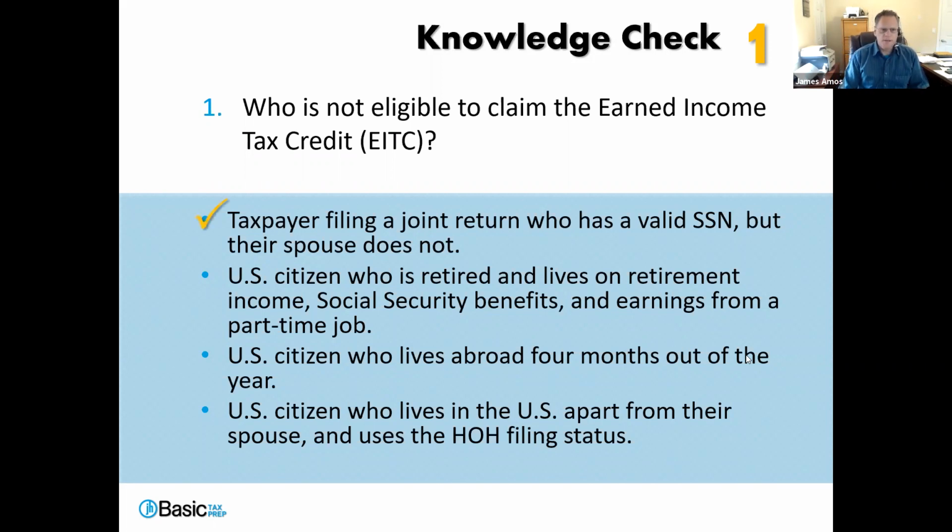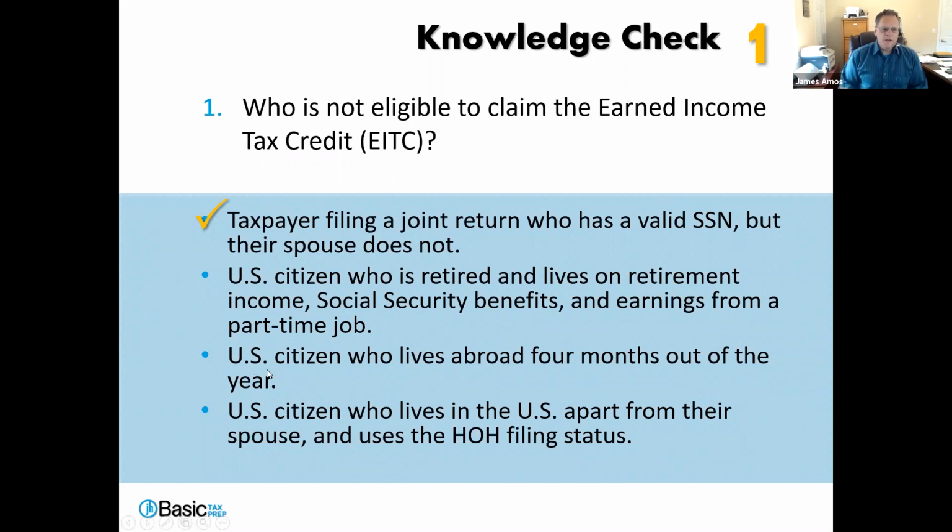So the answer is A. Okay, so let's go through the ones that are eligible. U.S. citizen who is retired and lives on retirement income, Social Security benefits, and earnings from a part-time job. Would that person qualify for earned income credit? Yes. And why is that? What makes them qualified? Have earned income. They earned income from a part-time job.